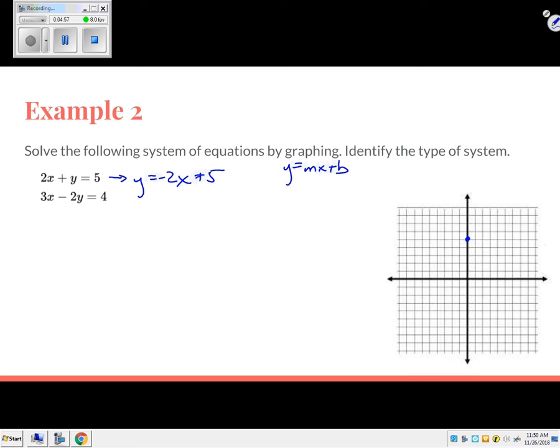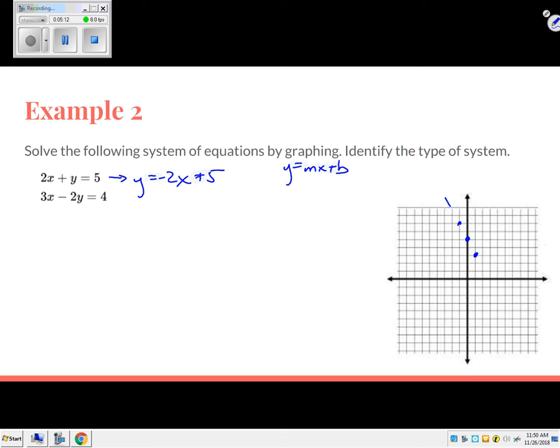And then the -2. First of all, it's negative, so my slope's going to go up to the left. And the 2 is rise over run. So I'm going to rise 2, run 1. Or you may drop 2, run 1, as long as that line is going up to the left.